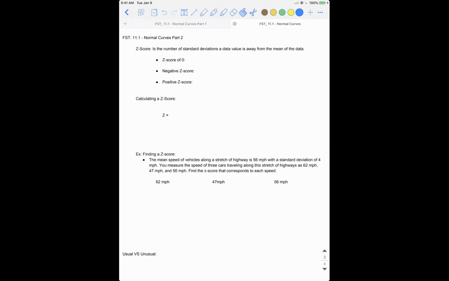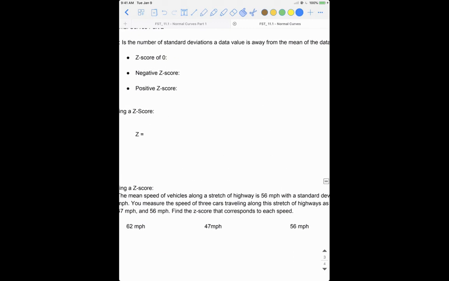So we're going to talk a little bit more about what it means. If you have a z-score that is 0, that means you are 0 standard deviations away from the mean, which means you equal the mean. So if our mean was 90 and you got a 90, you would have a z-score of 0.